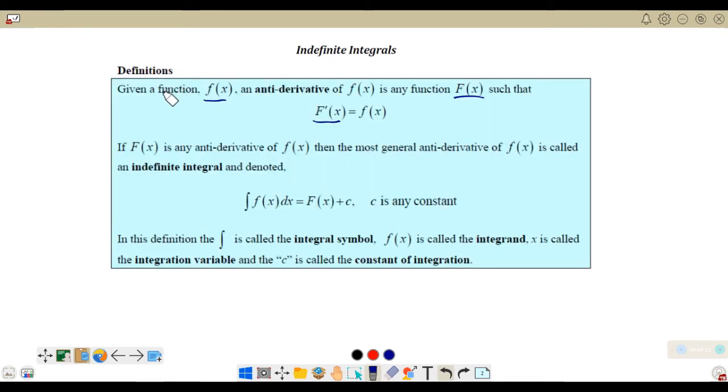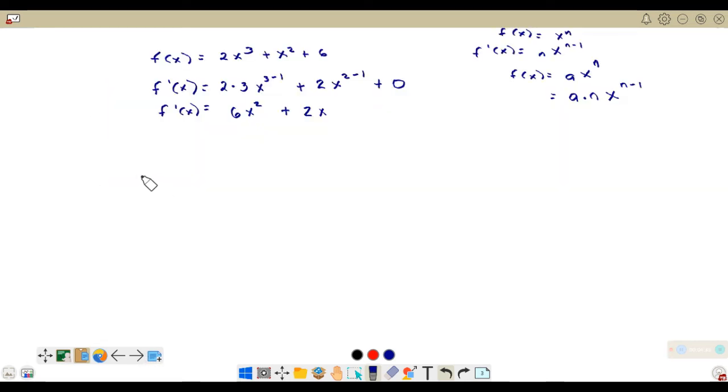So, if this is the first derivative of our function, and you are getting the antiderivative, we said here, given a function f of x, an antiderivative of f of x is any function F of x such that F prime of x is equal to f of x. So, here, if we are going to find the integral of the first derivative f prime of x with respect to the variable x, you are expected to end up with your original function f of x.